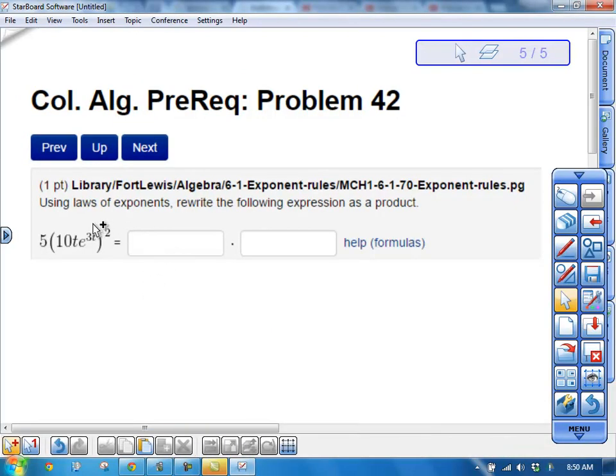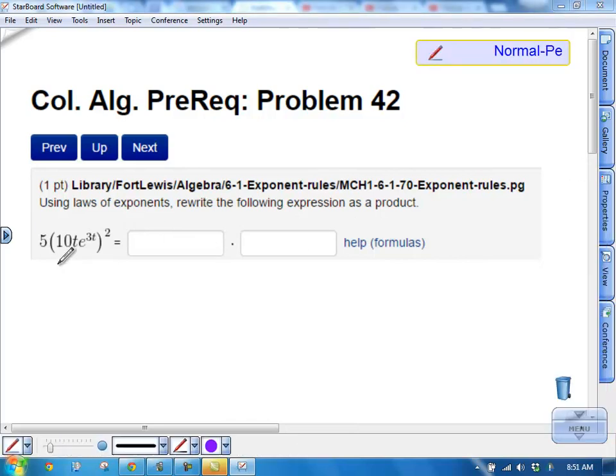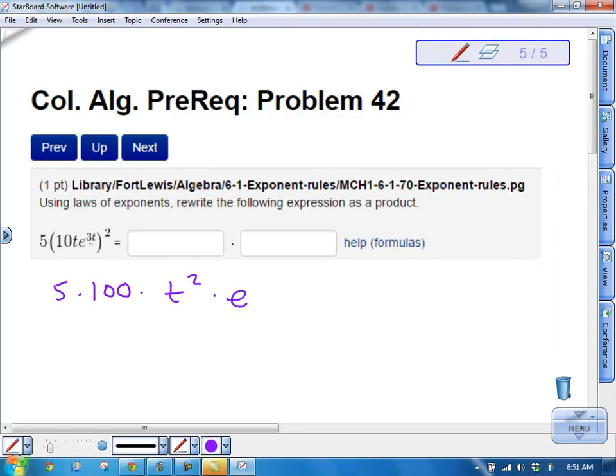Next one says, using laws of exponents, we write the following expression as a product. So it wants us to simplify this thing. So we have 5 times 10 squared is 100 times t squared times e to the 3t would be e to the 6t. And when you have exponents, you multiply the exponents. And then I can simplify this from here. This is 500 t squared times e to the 6t.